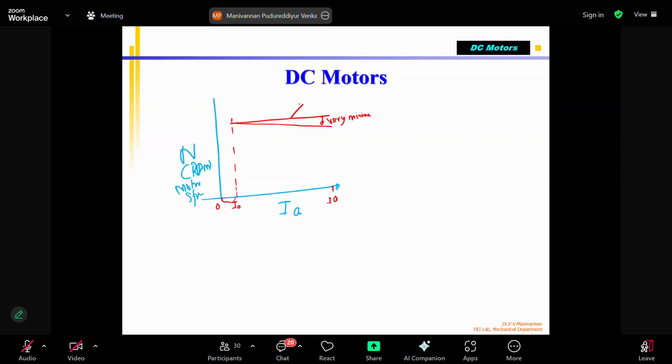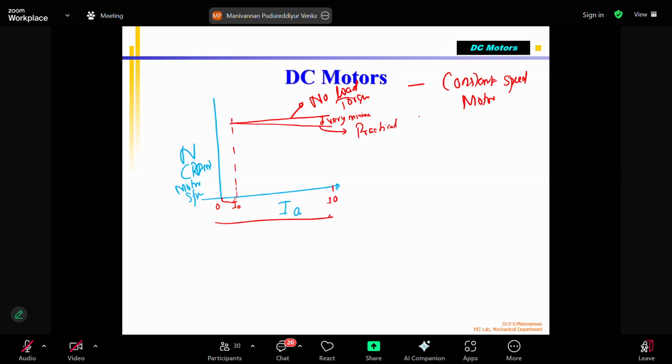This is called the no load condition. No load torque, top one. That means there's no load acting. You are just increasing current. Motor speed remains constant. Shunt motor is a constant speed motor. Because of this characteristic, it is called a constant speed motor. Even though your current varies from 0 to 10 amps, the motor speed will remain theoretically constant on no load condition. But this is a practical motor.